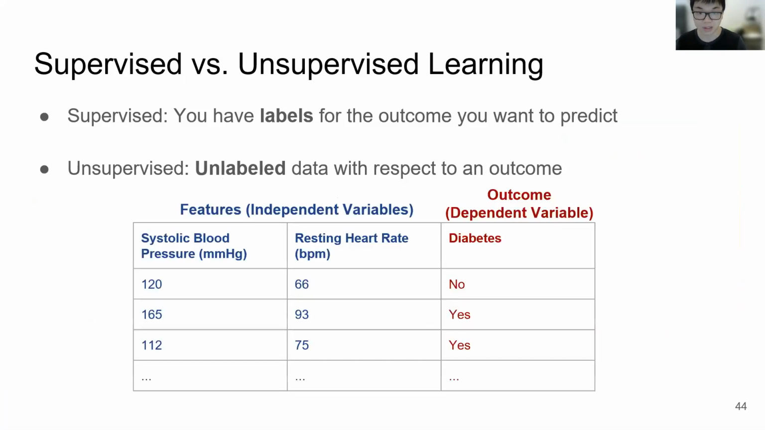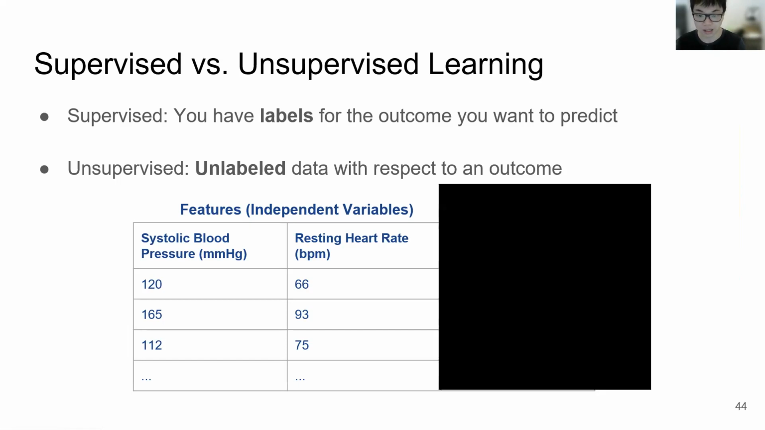What do I mean by labels? Say, for instance, we have this data set. We have blood pressure and heart rate, and the outcome we want to predict is whether the patient has diabetes. This column, whether the patient has diabetes, is called the label. It's the outcome, it's the ground truth, right? In supervised learning, it's there, and it's available for us to validate our model.